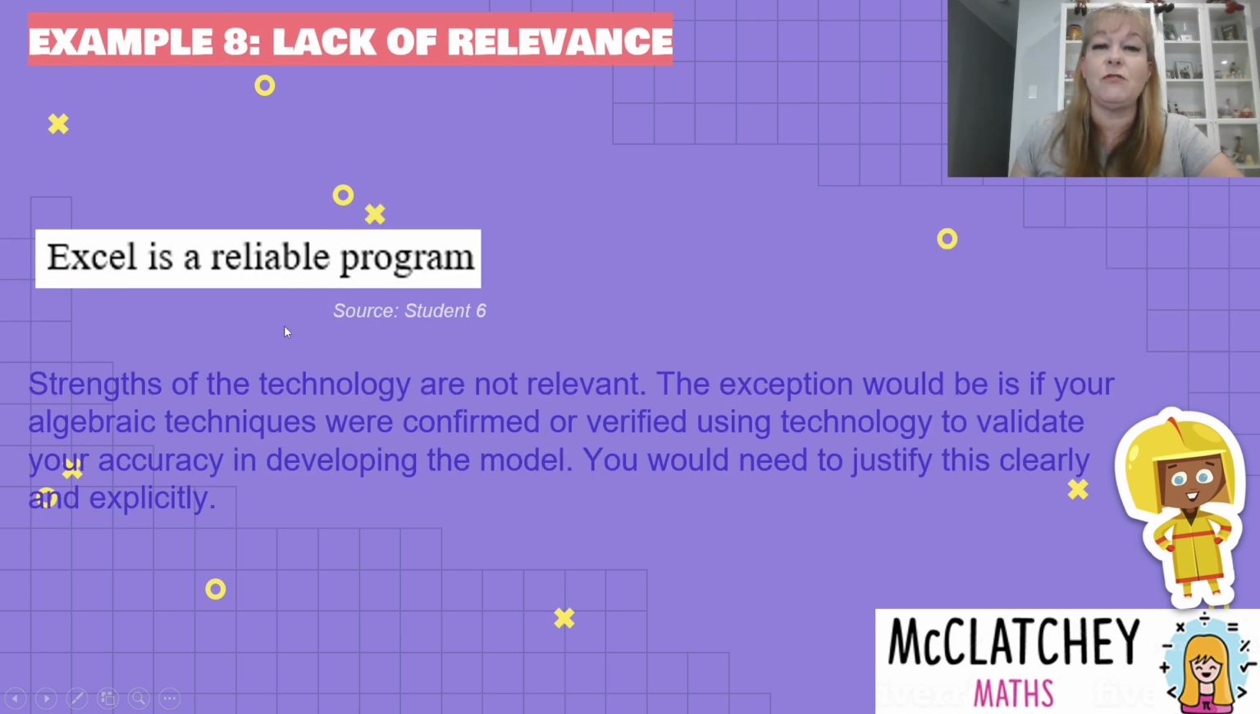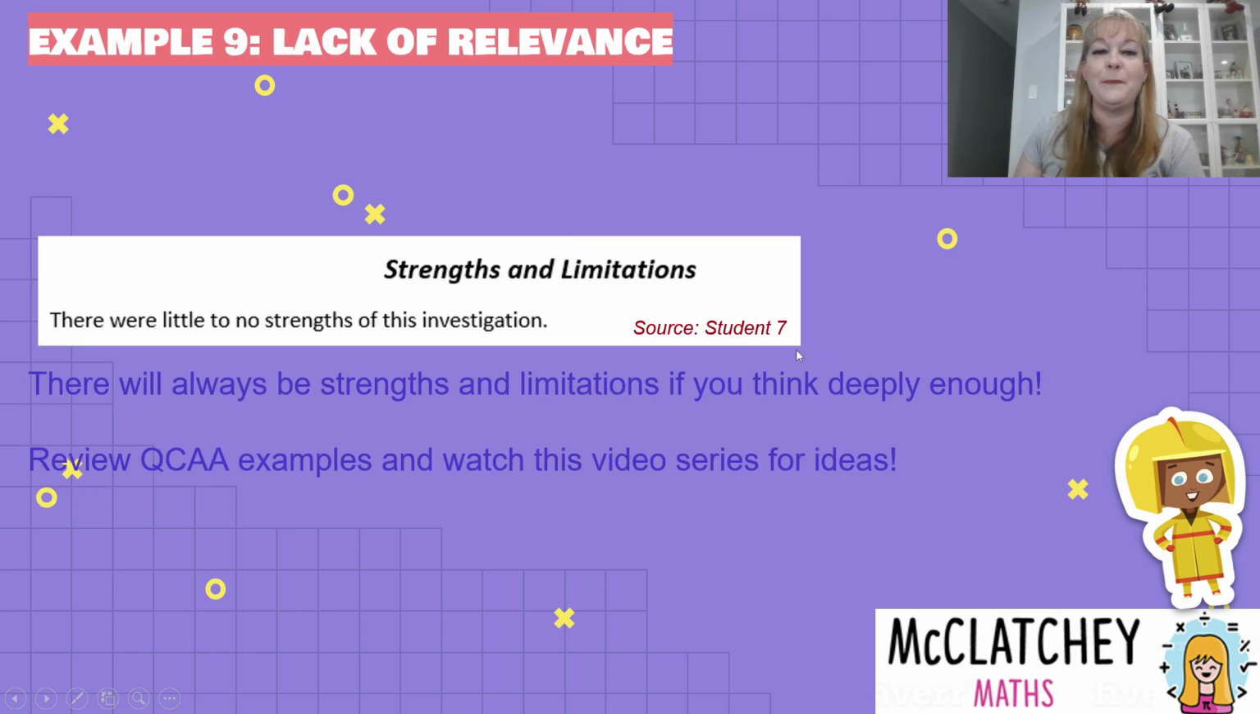I also see this one as a strength. Excel's a reliable program. Your strengths of your technology are not relevant, but I did say earlier there is an exception to that. If you've done some algebraic techniques and then you've verified or confirmed your results using technology, not only are you going to hit verified results under the solves and the evaluation section, but then you're also going to be able to talk about it as a strength. But just saying that in itself is not enough. You actually need to talk about how this verified your results and confirmed the accuracy of your algebraic techniques. So there needs to be a lot more there to justify that adequately.